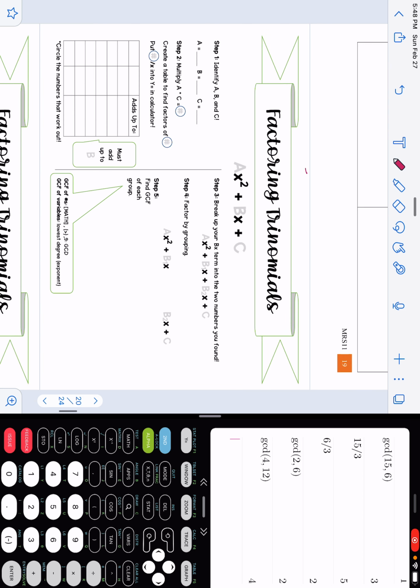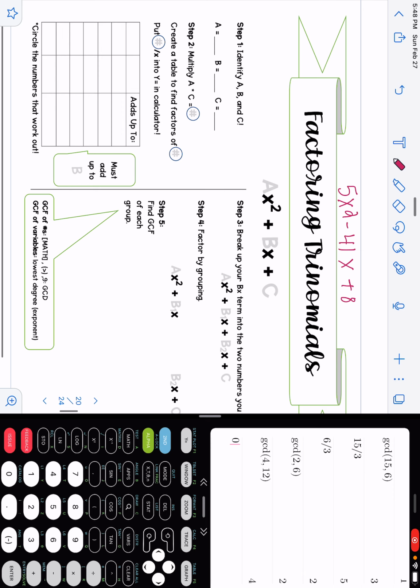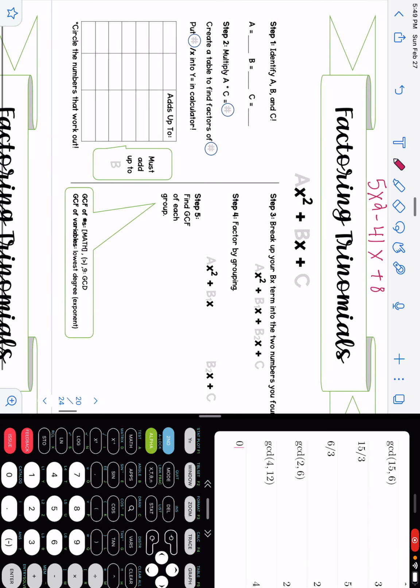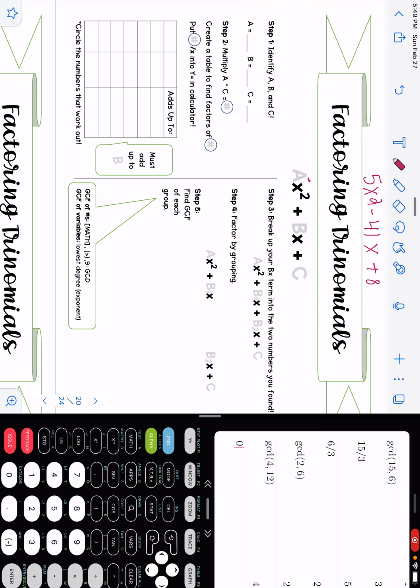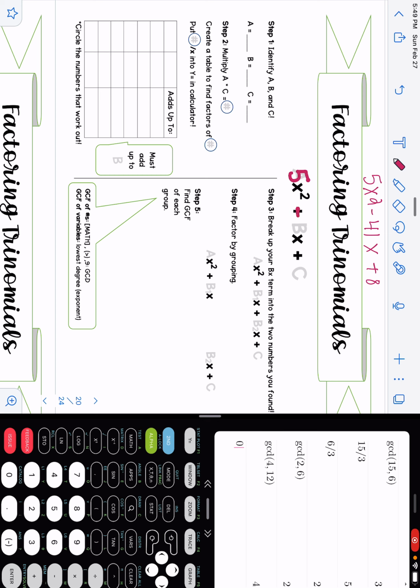5x squared minus 41x plus 8, right? Okay, so I'm just going to get out of my calculator. Oh, actually, I'm going to need it, so let me bring it back out. So, first thing I'm going to do is, let's fill this in. This was 5. This was minus 41, and that's important. This was plus 8. Okay, the first step is to identify our A, B, and C's. A was 5. B was negative 41. That's so important. And C is positive 8.